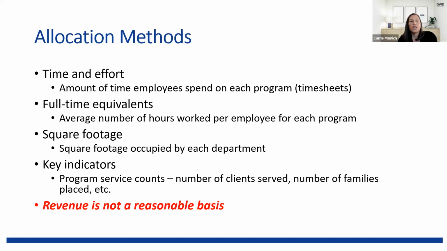So again, there's not necessarily a right or wrong answer as to what basis you're using. It just has to be reasonable for the expense and has to be consistently applied and documented. Okay, so again, you just need to look within your organization at which one of these, and these are only examples, there are other allocation methods as well. You just need to figure out what basis that you can measure within your organization that makes sense on how you're going to allocate your different expenses.